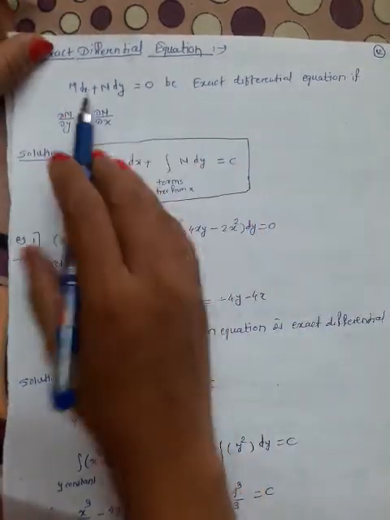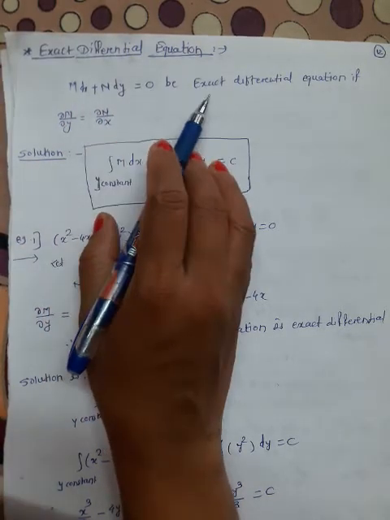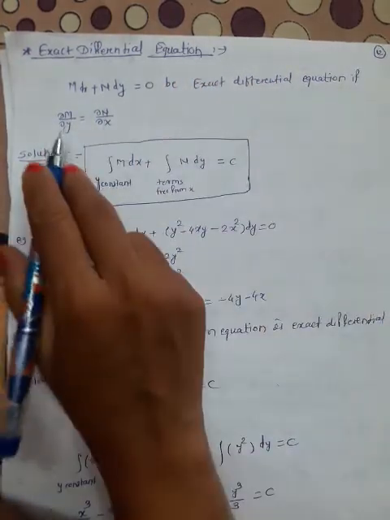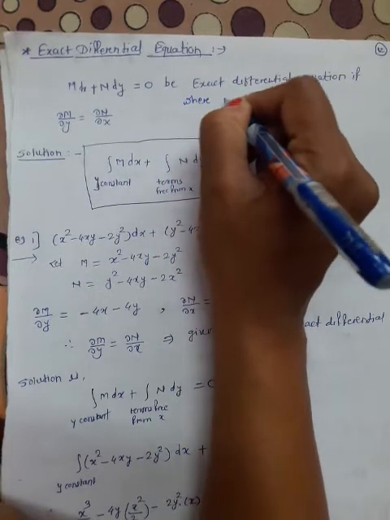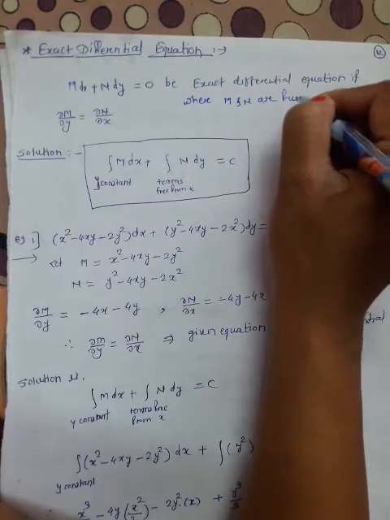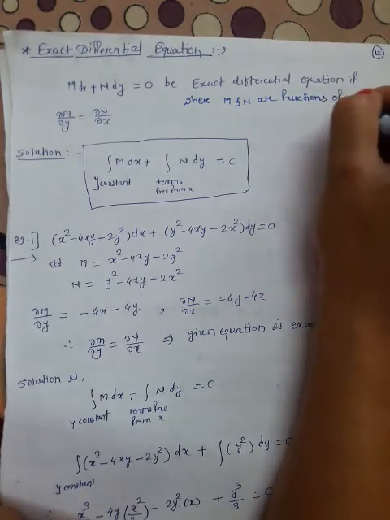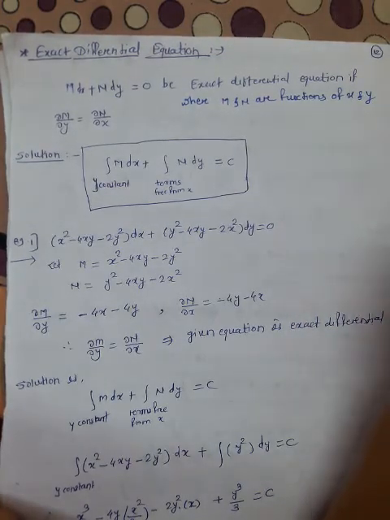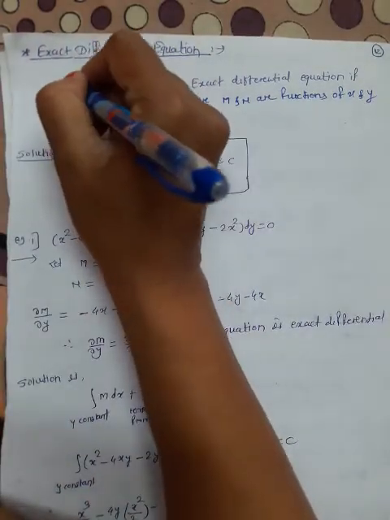An exact differential equation is of the type m dx plus n dy is equal to 0, where m and n are functions of x and y. These are not constants, these are functions of x and y, whatever they can be. It can be x square, sin x, cos x, anything.